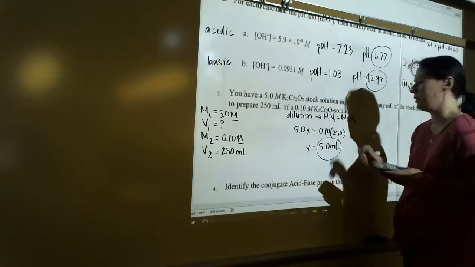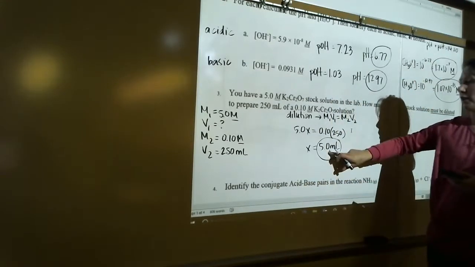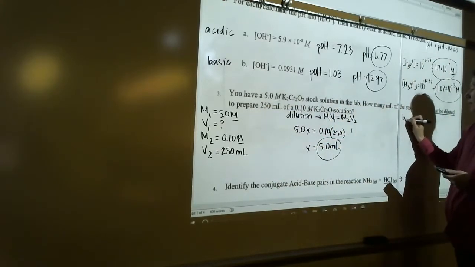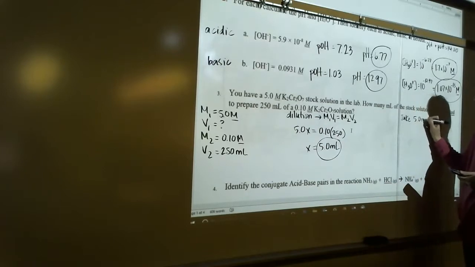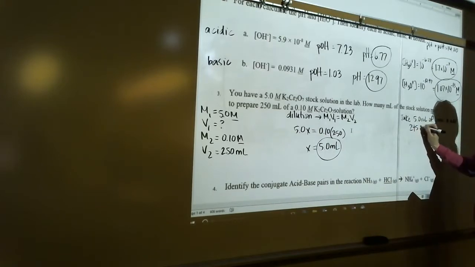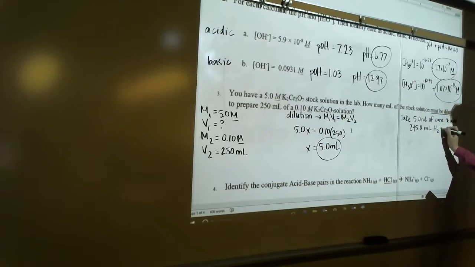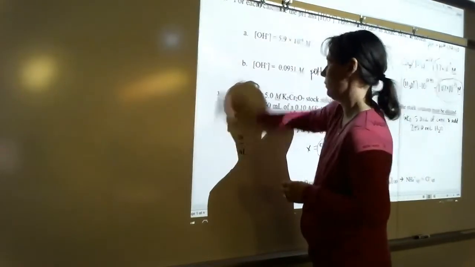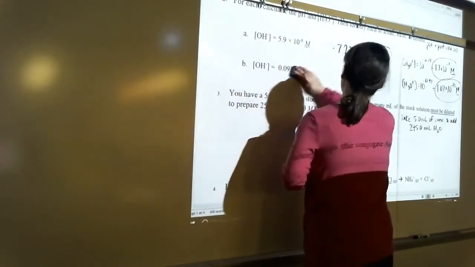Now, does that make sense? To take 5 milliliters of the concentrated solution, how much water do we add? Right, so take 5 mils of concentrated and add 245 mils water. Right, that's what we would do. Does everybody understand how number 3 works? All right, let's go on to number 4. We're going to do some conjugate acid-base pairs using the Bronsted definition of acids and bases.